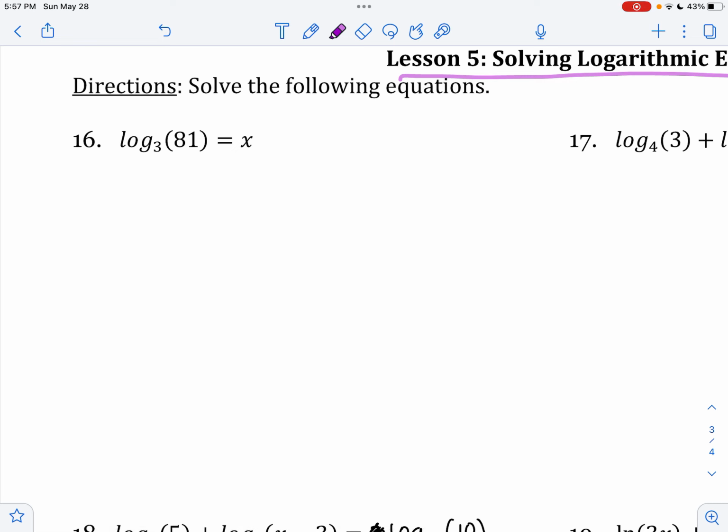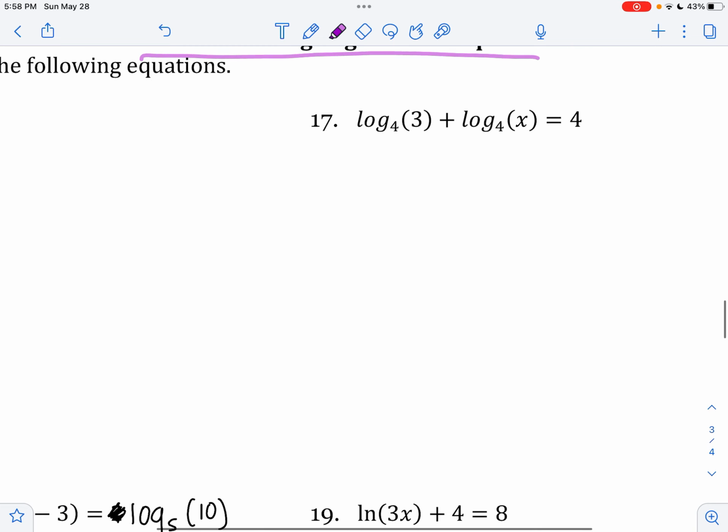The issue here is that there's a few different ways we can solve these. But for sure, the thing you always need to do is, if there's more than one log on one side of the equal sign, you need to combine them. Like number 17, there are 2 logs on this side of the equal sign. So we have to combine them to condense them before moving on.